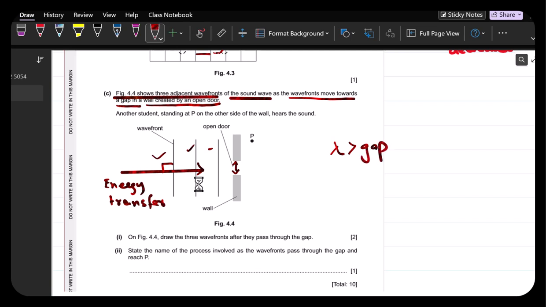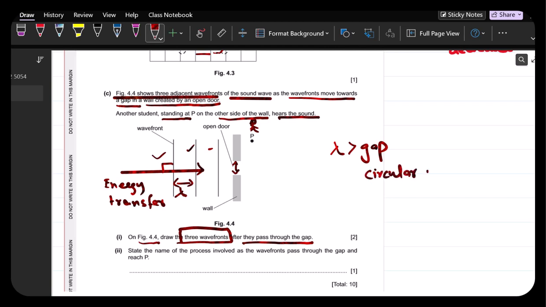Here we have a wavelength. So another student standing at P on the other side of the wall hears the sound. On figure 4.4, draw three wave fronts after they pass through the gap. So wavelength is greater than gap, so we will be having circular wave fronts. Whenever wavelength is greater than gap, we are going to draw circular wave fronts.